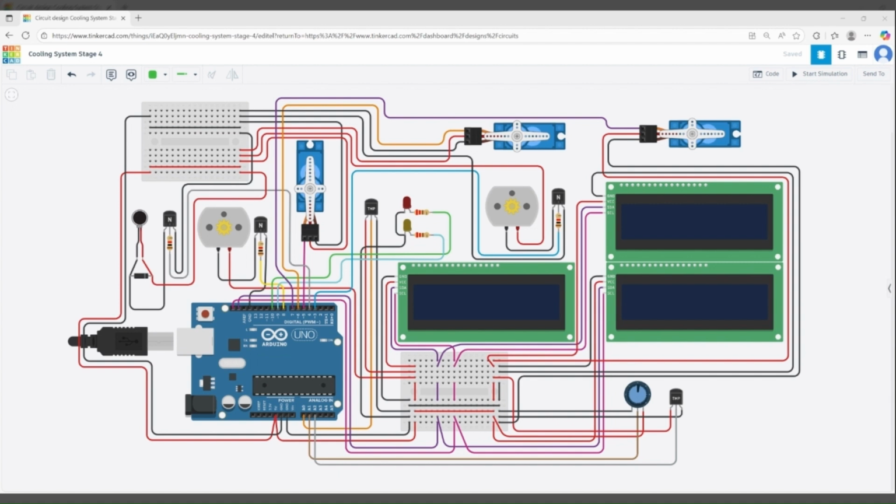Both servos are connected to PWM-capable pins on the Arduino to allow precise control of positioning. Like the other components in this stage, the servos require power and ground connections to function properly. The LCD updates only when changes occur, reducing flickering and improving readability. All right, let's take a look at the code.